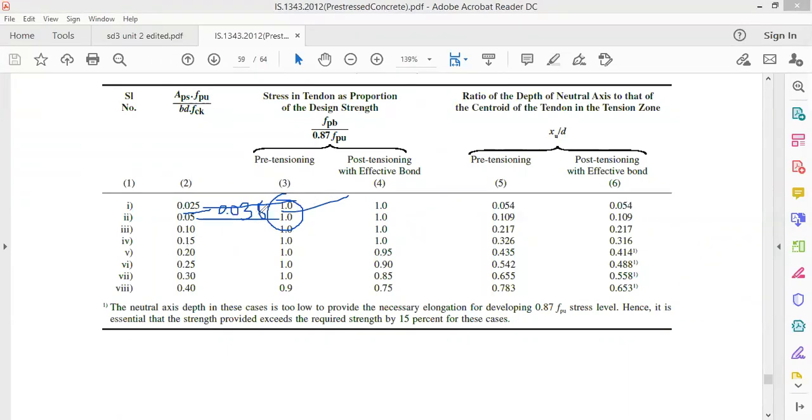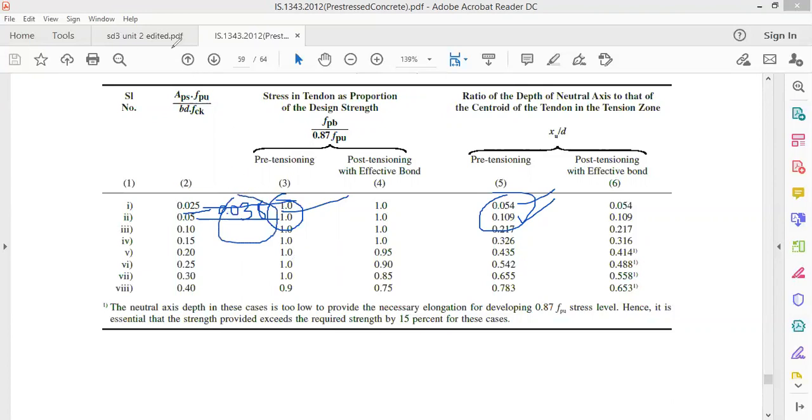So for the value of 0.038, I will be having the value of FPB by 0.87 FPU as 1 here, and XU by D for pre-tensioning. For XU by D I have two values. For 0.025 it is 0.054 and for 0.05 it is 0.109. So I will be interpolating between these two and I will obtain the value for this 0.038.